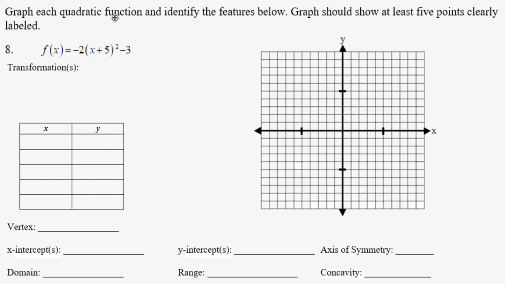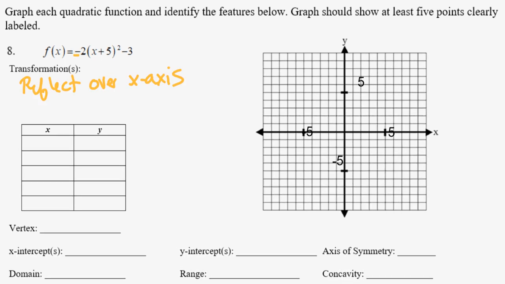So again, we're just going to kind of work our way from the left to the right. So I see that negative. It's telling me that it's concave down. I also see the 2, which means it's 2 times faster than it was before. So it's going to be narrow. So a vertical stretch of 2.